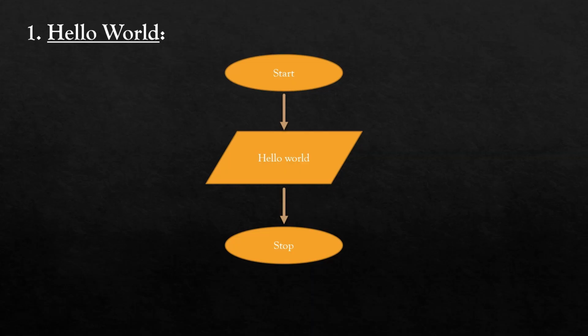So let's start with the classic Hello World program. This is the simplest program in any language and it simply prints Hello World on the screen. So first we will take a look at the flowchart. As you can see, the start and end are in the oval shapes while the process is in the rectangular shape. So on the next page we have the program that we have written.